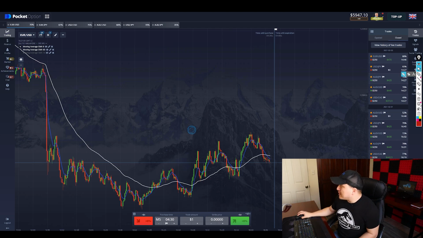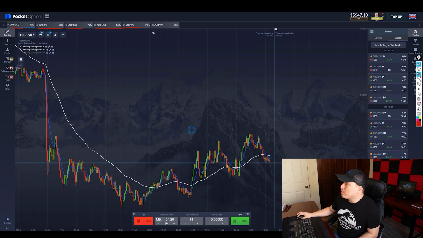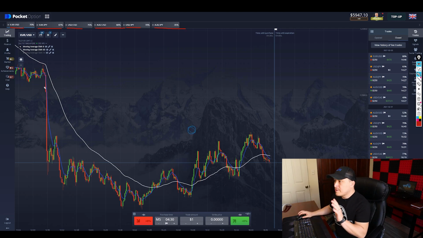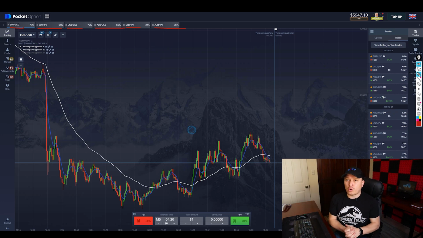Now, these are the pairs that I always use: Euro USD, Euro JPY, USD CAD, AUD USD, USD JPY, and AUD JPY. These are the 6 pairs that I've always used. Now, why? Euro against the dollar, 2 strong currencies. Euro against the Japanese yen, 2 strong currencies. US dollar against Canadian dollar, strong currencies. Australian dollar against the US dollar, strong currencies. US dollar against Japanese yen, strong currencies. And Australian dollar against Japanese yen. Those are all strong currencies.